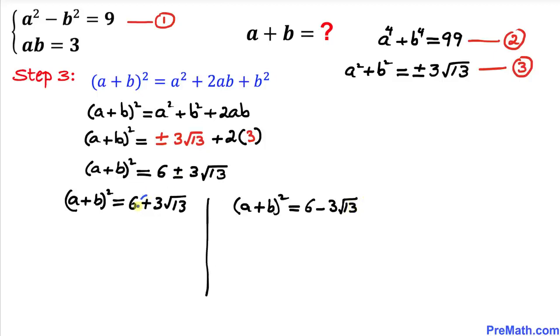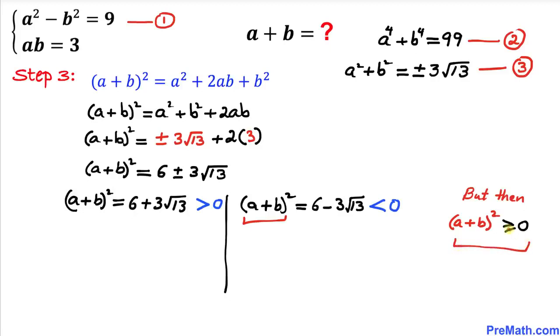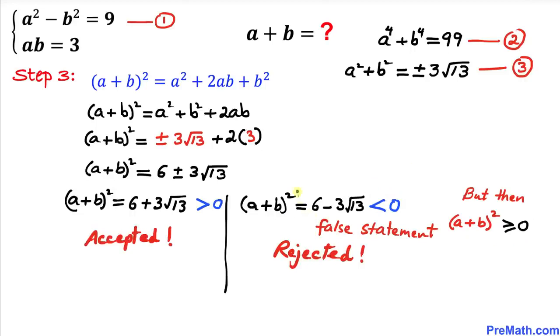And here we can see that we have a positive sign and negative sign as well. Now we can see that this value is greater than 0, and if we look at this value, this is less than 0. But then we know that (a plus b) whole square is always greater than or equal to 0, and here we have this less than 0. So therefore this is a false statement. Therefore we are going to reject this scenario and we are going to accept this one.